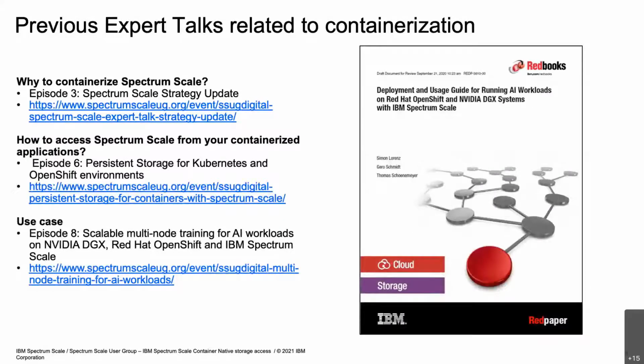My understanding is there have been some previous expert talks here with the Spectrum Scale user group related to containerization. One of them is episode 3 with Spectrum Scale strategy update and why to containerize Spectrum Scale. Episode 6 of persistent storage for Kubernetes and OpenShift environments, pertaining to how to access Spectrum Scale from your containerized applications. And episode 8, most recent, being a use case for AI workloads on NVIDIA DGX, OpenShift, and Spectrum Scale.